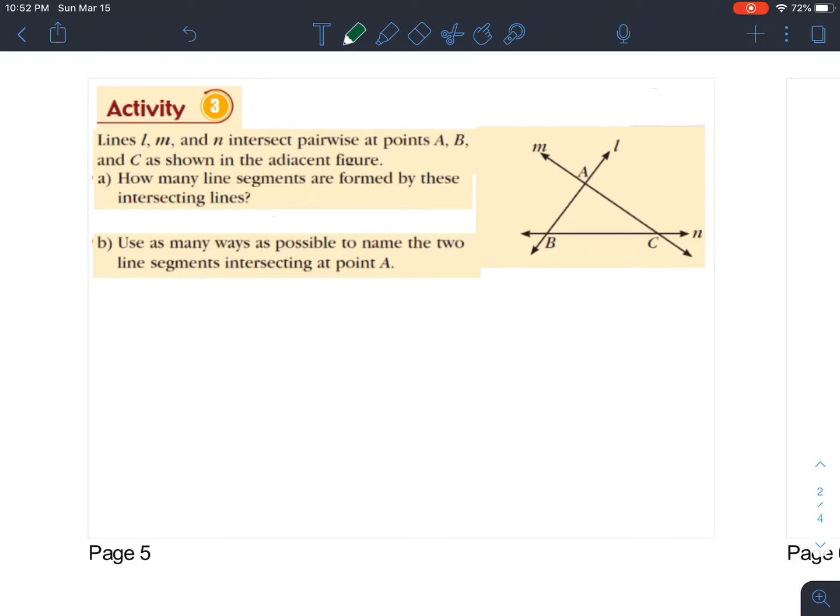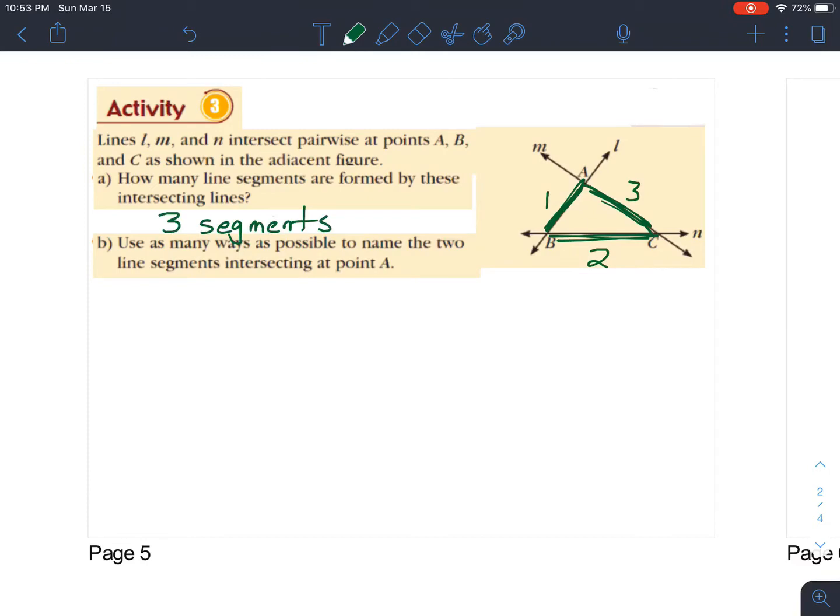All right, so for the first one, part A, how many line segments are formed by these intersecting lines? Well, the line segment, remember, is going to be named by 2 points. So AB, I see that's going to be 1. BC, that's going to be a second one. And then AC is a third. So what I see is that we have 3 line segments. Now, you might be wondering, if there's AB, can't there also be BA? That's correct, but since it's the exact same segment, we're just going to ignore it.